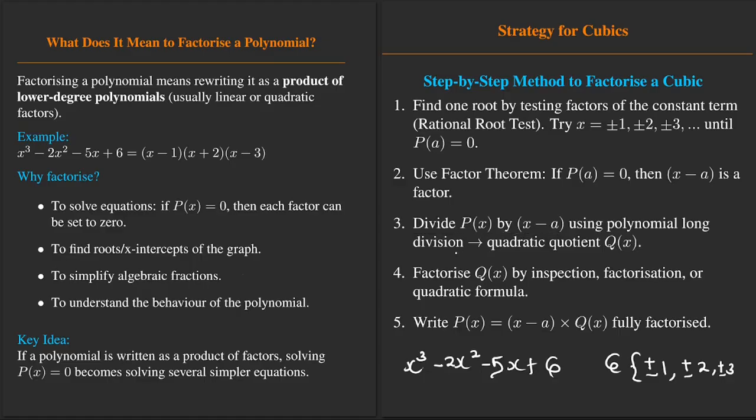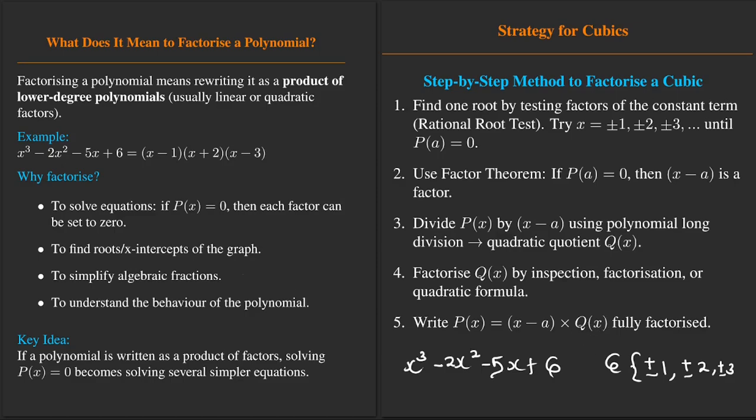We go on with our division and we get our depressed polynomial. The depressed polynomial is simply the quotient that you get. Since it is a cubic function, the depressed polynomial is usually a quadratic. So you then factorize the quadratic as well, by either inspection, method of factorization, or the quadratic formula. And then you rewrite your cubic as a product of the linear factors you have obtained.